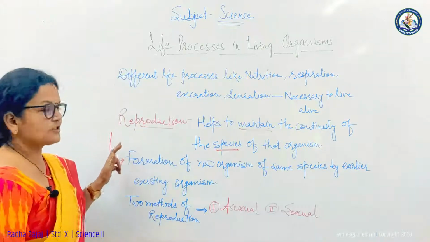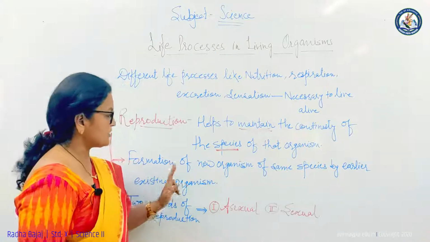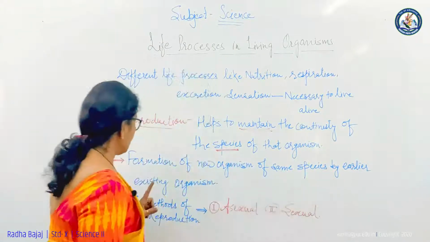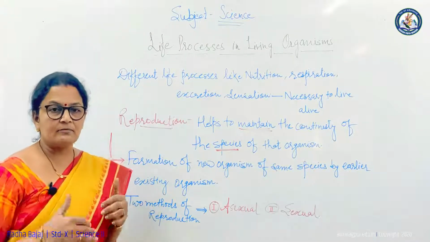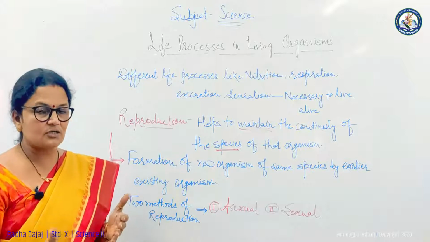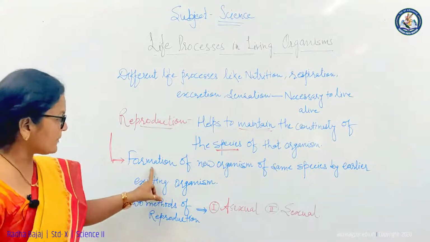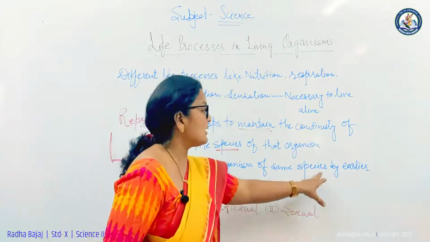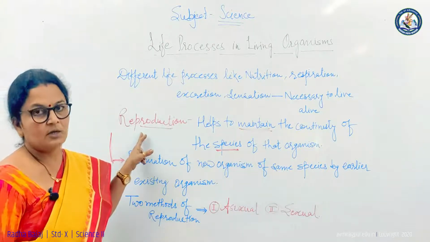Now what is reproduction? Definition of reproduction: formation of new organisms of the same species by earlier existing organisms. मतलब human beings, for example, human beings give the next generation of human beings. Dogs give the next generation of dogs. मतलब formation of new species. The next generation of dogs comes from earlier existing organisms. This is called reproduction.